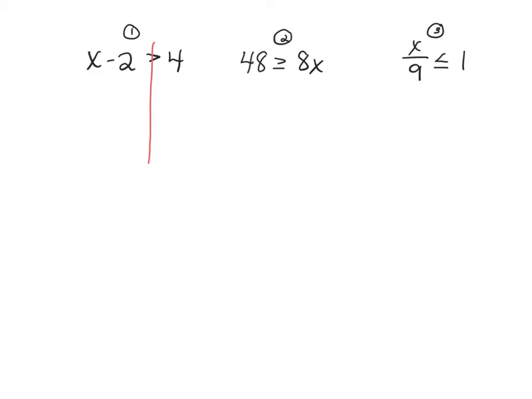And number 1, I'm looking at the left. I see that I have this -2 to get rid of. The inverse of -2 is add 2 or +2. So I'm going to add 2 to that side, add 2 to the other side. That leaves me with x. Now don't forget, it's not an equal sign. It's x is greater than 6.